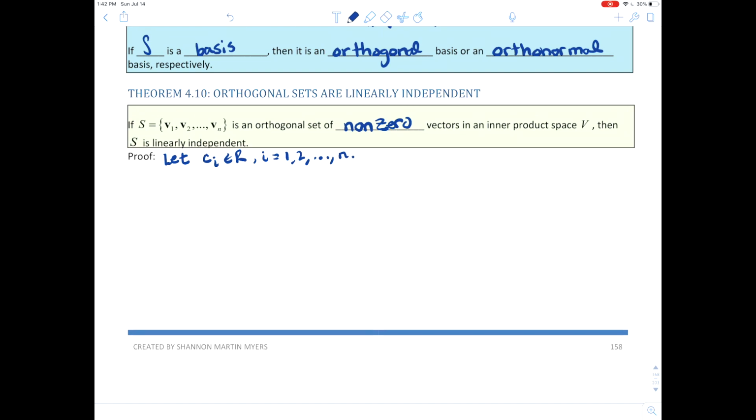Okay, so let's think about this. If we look at C1V1 plus C2V2 plus dot dot dot plus CiVi plus dot dot dot plus CnVn, well, in order for this set to be linearly independent, what would happen? It would equal the 0 vector, and we get the trivial solution, right? So this is kind of where we're starting.